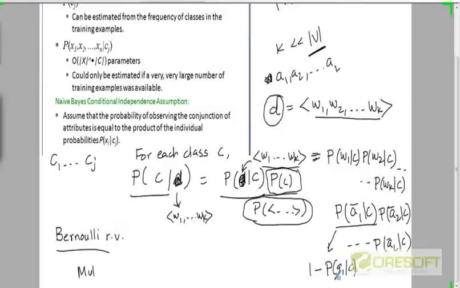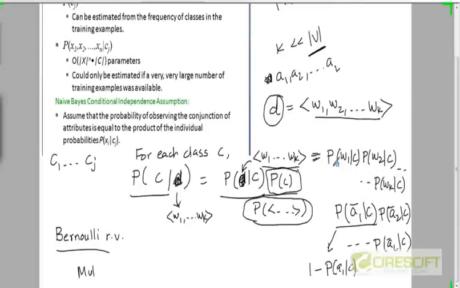So each of these events, each of these events of seeing a particular word in a particular class or not seeing a particular word in a particular class can be looked at as a Bernoulli random variable, because either this particular word W1 will be present in the class C or it will be not present in the class C. So if it's present in the class C with a probability of P, it will be absent in the class C with a probability of 1 minus P.